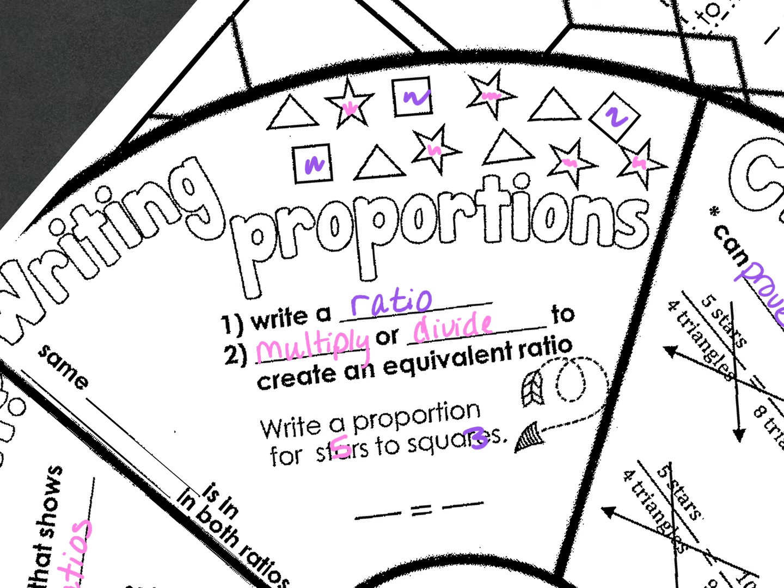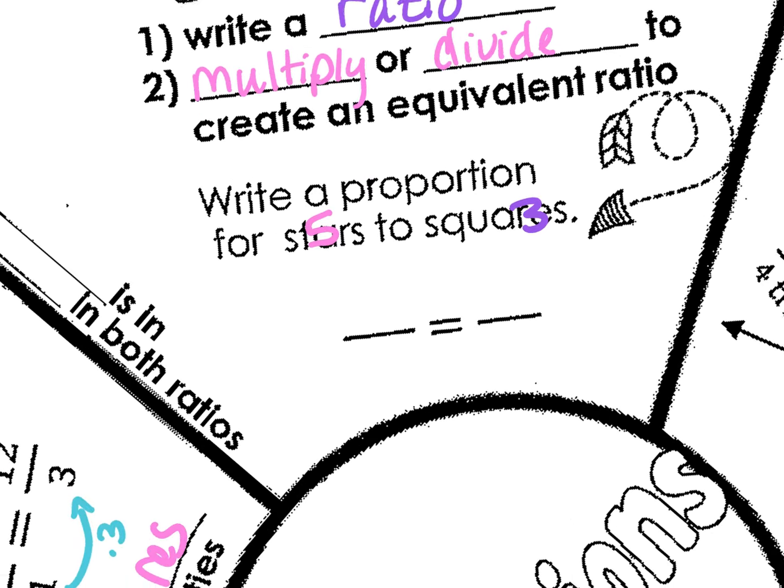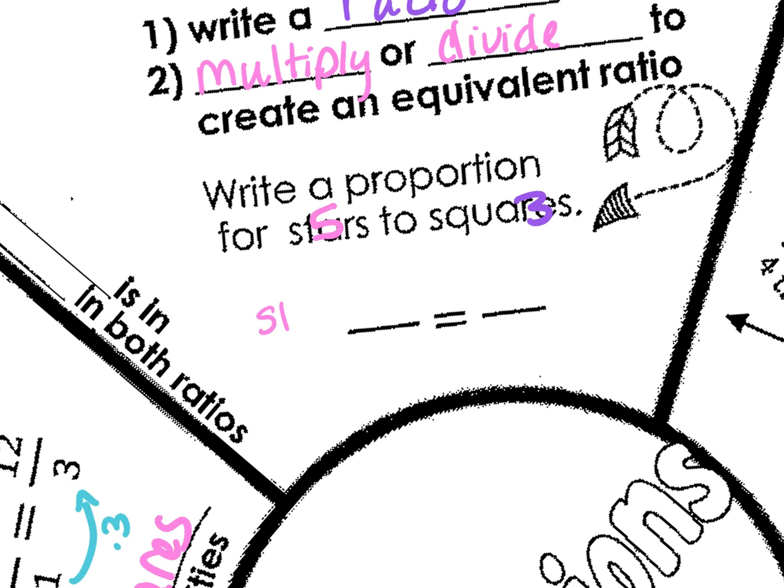So it's going to be stars to squares. Whatever you put on the top, keep on the top. Bottom's bottom. So I always do them in the order they give me. So 5 stars to 3 squares. Now, I can write an equivalent ratio to that by just multiplying, and sometimes it's dividing if the numbers are big enough.